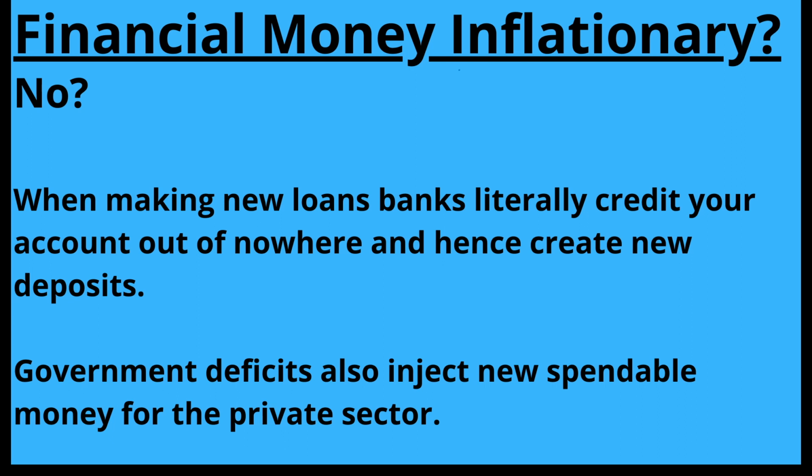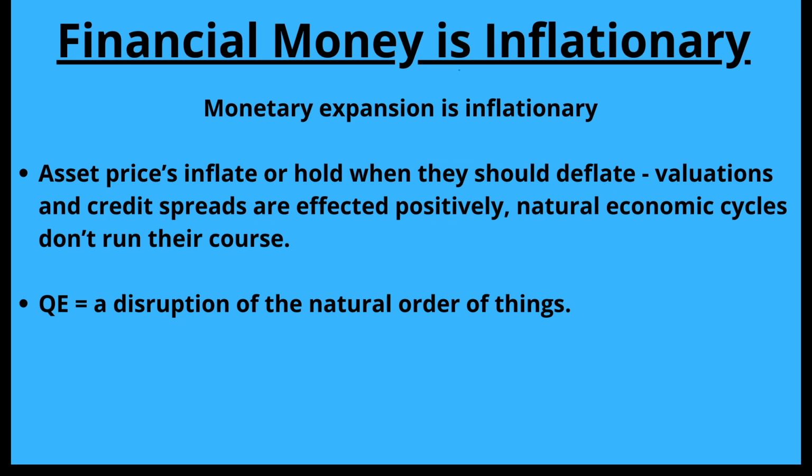But we think that financial money is inflationary. So monetary expansion is inflationary. And why? Because it has a direct correlation with asset prices. So asset prices inflate or halt when they should deflate. For example, if you have a really bad economic cycle, what happens? The Fed intervenes, provides quantitative easing, and then with all the money in the system, valuations and credit spreads are affected positively. So natural economic cycles don't run their course. We should let recessions happen. It's part of capitalism, right? But because we intervene, asset prices, valuations and credit spreads are affected positively.